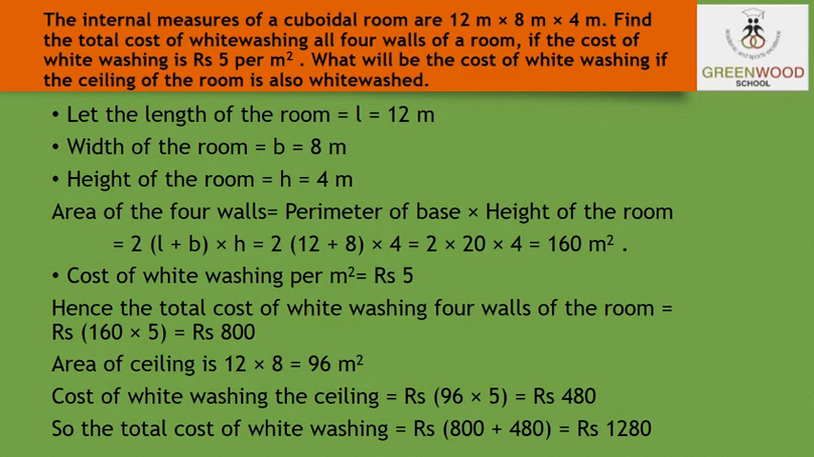On substituting the value of L, B and H, we get the area of four walls equal to 160 meter square. Now cost of whitewashing per meter square is 5 rupees. Hence the total cost of whitewashing four walls equals 160 into 5, that is 800 rupees. Now area of ceiling would be equal to L into B, that is 12 into 8, that is 96 meter square. Cost of whitewashing the ceiling is 96 into 5, that is 480 rupees. If the ceiling is also whitewashed, then the cost would be 800 plus 480, that is 1280 rupees.